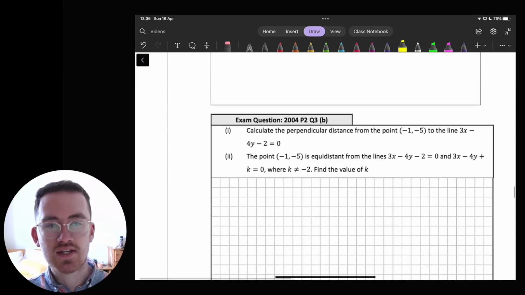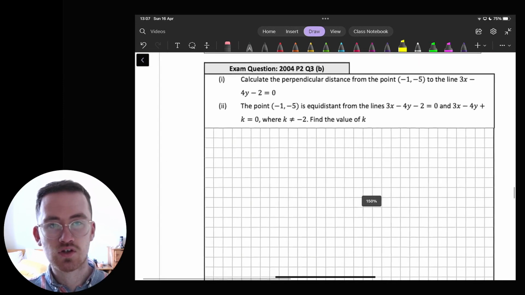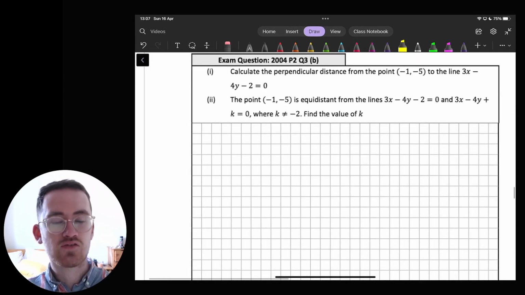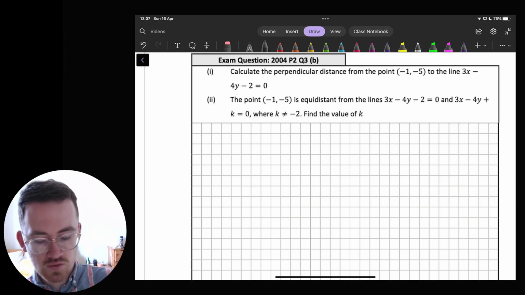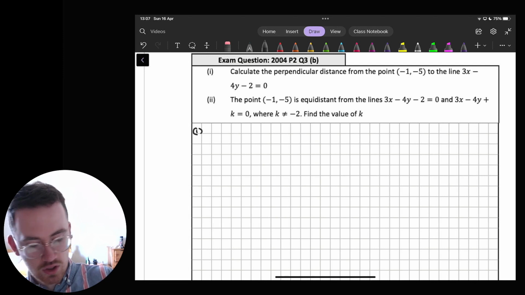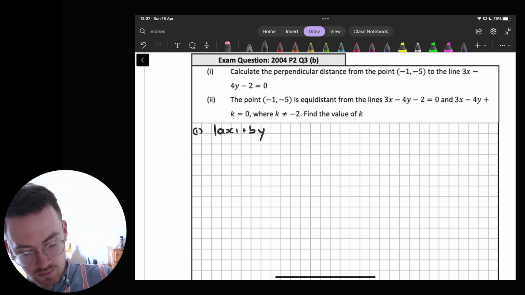So we look at two exam questions here. The first exam question comes from 2004. And the first part says, calculate the perpendicular distance from this given point to another line. So fairly straightforward. So we're going to use our formula, ax1 plus by1 plus c over the square root of a squared plus b squared.